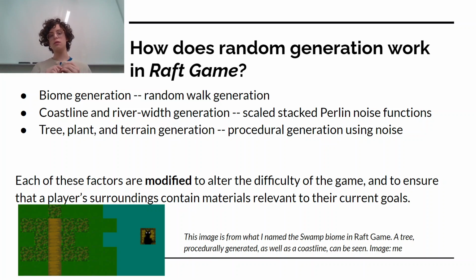Each of these random generation functions, however, are modified to alter the difficulty of the game relative to a player's current objectives in trying to get farther down the river. And this ensures that a player's surroundings contain materials relevant to their current goals.